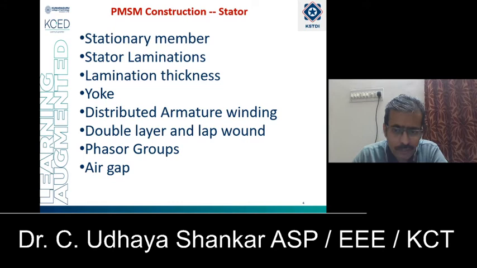In a permanent magnet machine, the air gap plays a major role, as the air gap length largely determines the operating point of the permanent magnet in the no-load operating condition of the machine. Also, longer air gaps reduce the machine windage losses.